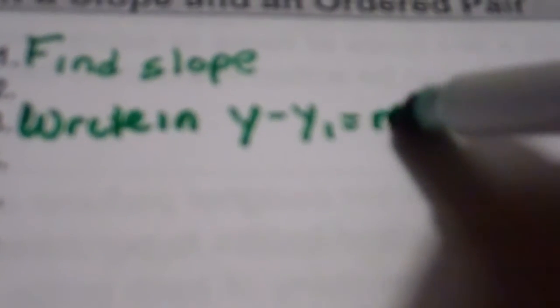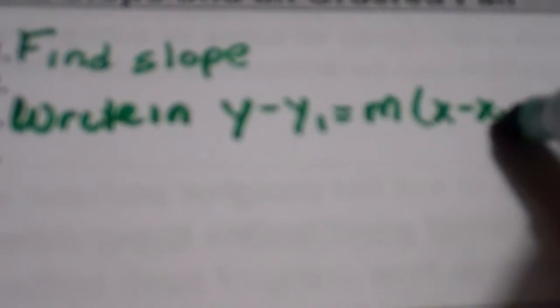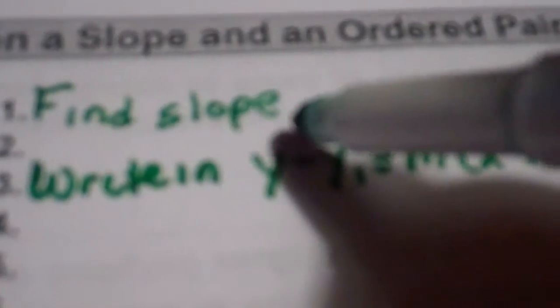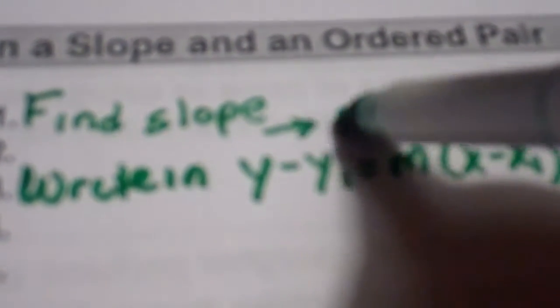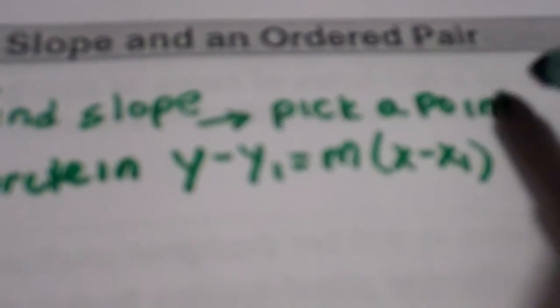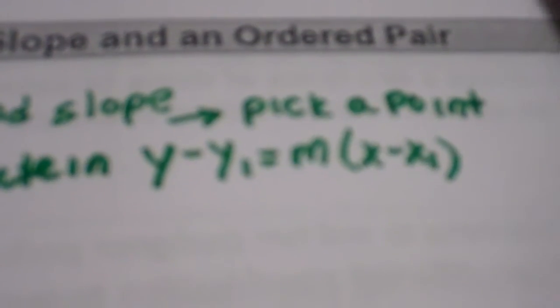Step two, write in point slope form. So y minus y1 equals the slope times x minus x1. Okay. Oh, before that, I'm so sorry, you need to pick a point. Most of the times we give it to you, but if you were given 2 points, you'd have to pick it.